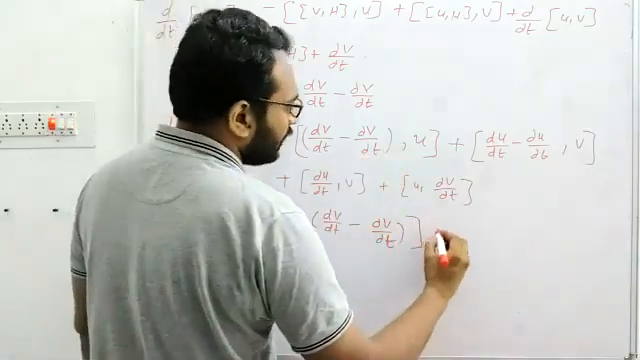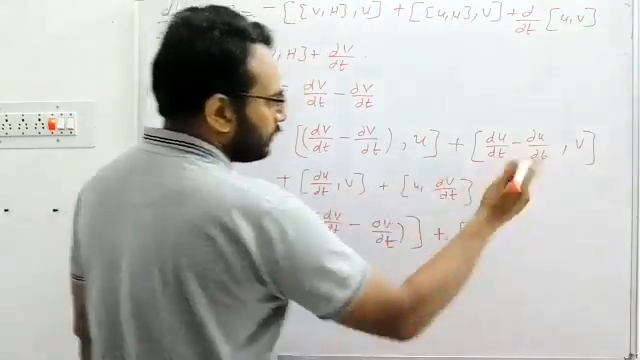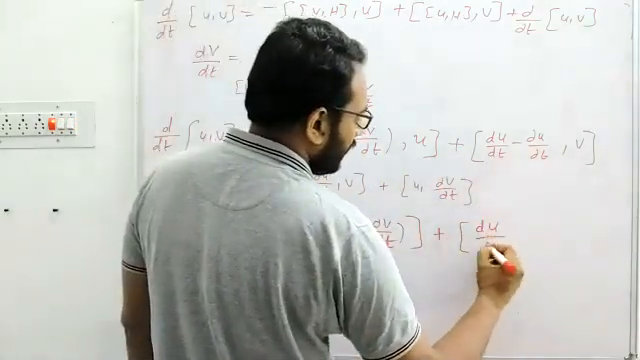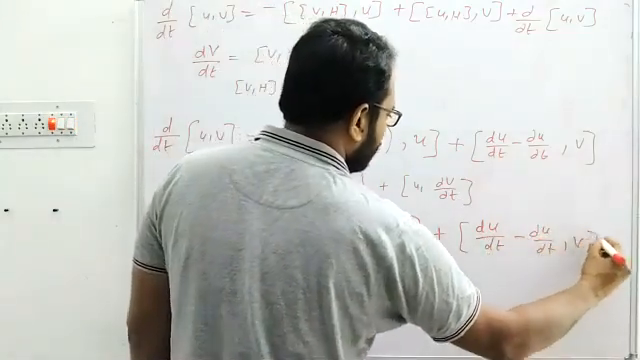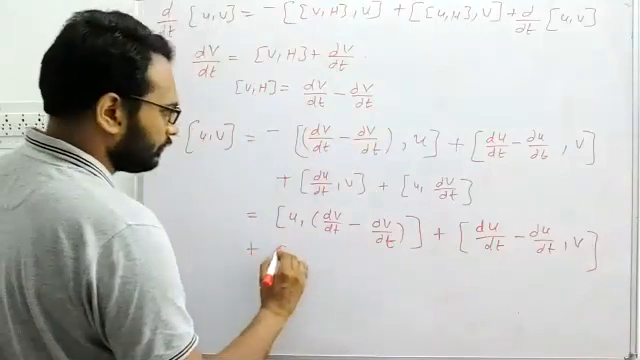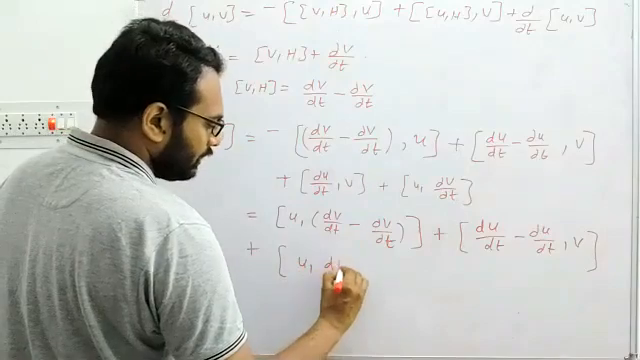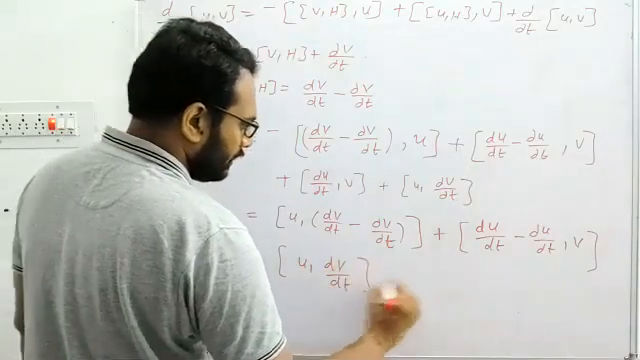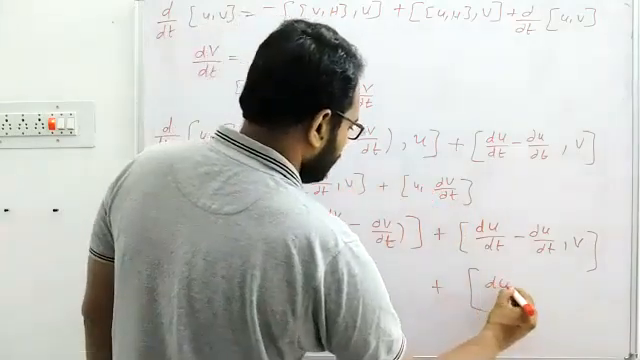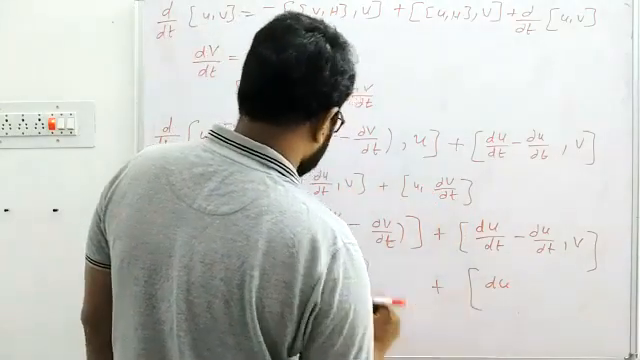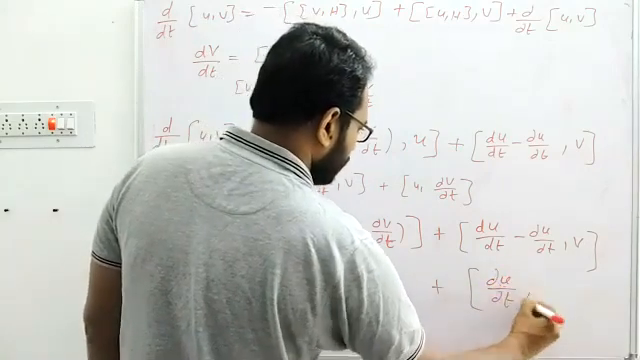Okay, and this we'll write as plus. We've got v in the second place, so no problem. We'll do this like that: du by dt minus ∂u by ∂t, comma v. And plus, we'll take this term u comma dv by dt plus ∂u by ∂t comma.